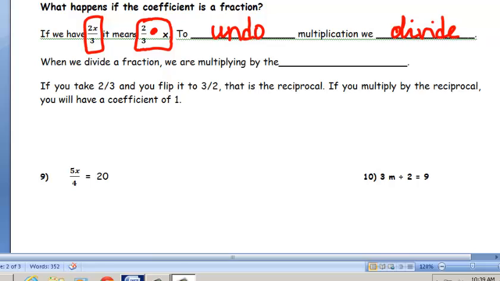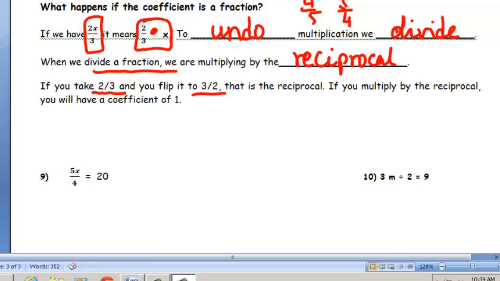Now, we also learned that when we divide a fraction, we are multiplying by the reciprocal. Remember, the reciprocal of 4/5 is 5/4, and so on. So we have to multiply by the reciprocal. Remember that keep, change, flip? Okay. Now, if you take 2/3 and flip it to 3 over 2, that is the reciprocal. If you multiply by the reciprocal, we always get a coefficient of 1. And remember, our goal is to get the variable on one side of the equation. So it works out for us.